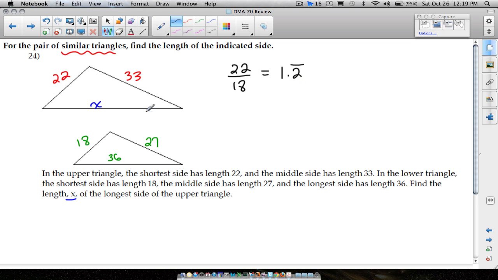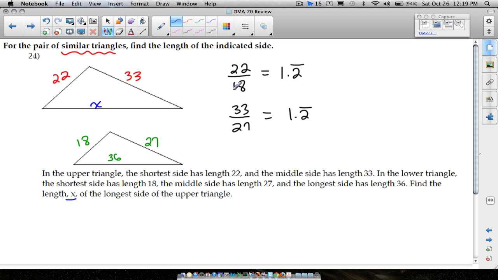We should get the same exact decimal if we take the middle side here divided by that middle side. 33 over 27. 33 divided by 27. Oh yeah, 1.2 repeated. That's what makes something similar or proportional. These ratios have to be equal. Even though we have two different numbers, we get the same number when we divide them that we get down here.